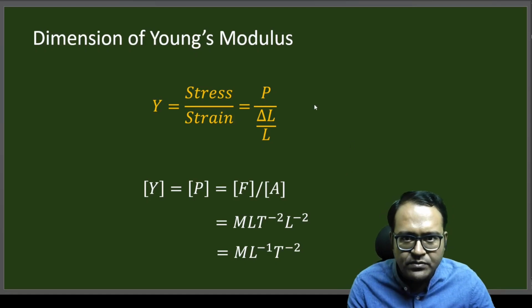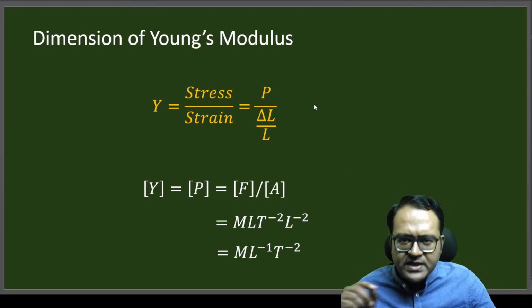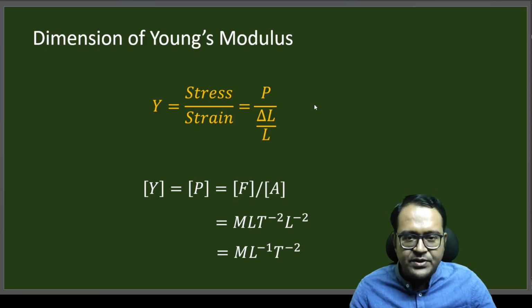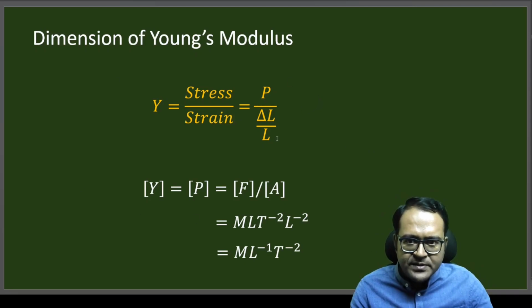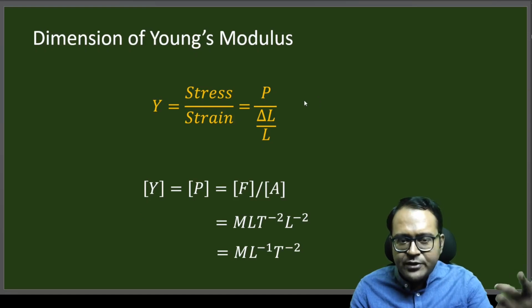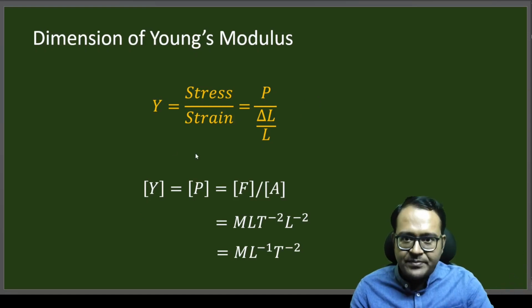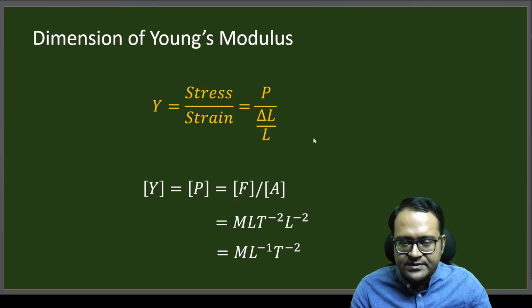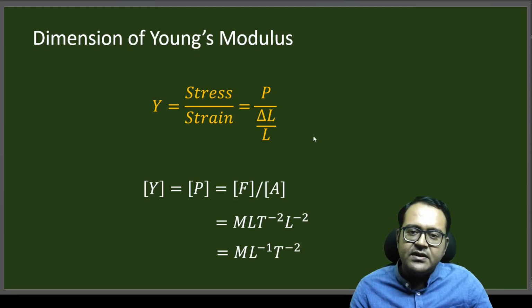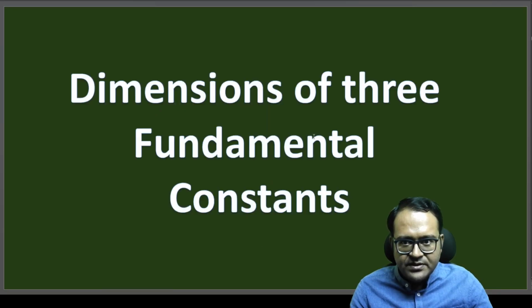So I know what Young's modulus is. That means I know what the dimension of Young's modulus will be. Okay, so Young's modulus dimension is the same as pressure. That does not mean that Young's modulus is pressure. This is something else. So two quantities may have the same dimension, but they will represent completely different things. We have lots of quantities having the same dimension, but they are essentially different.